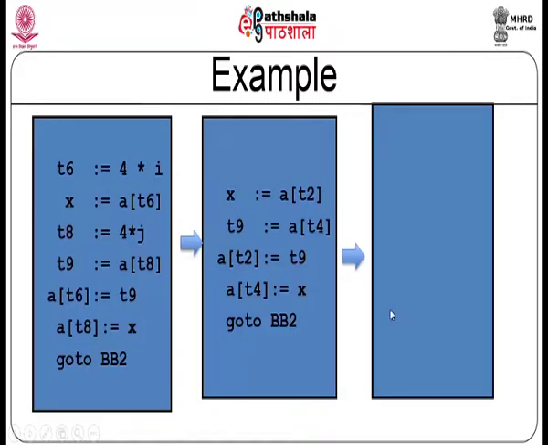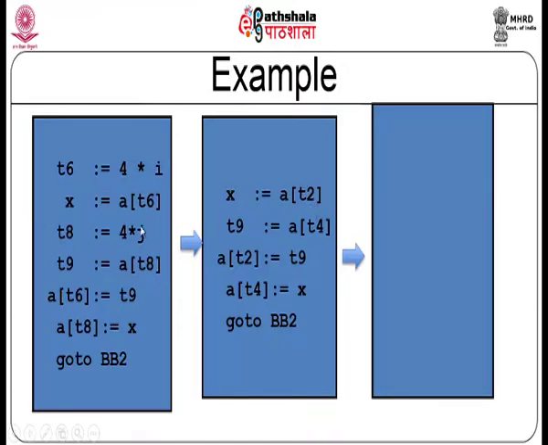Therefore, what happens here is this 4 into I has now been replaced with T2. So, T6 becomes redundant. Wherever we have to use T6, I can use T2. That is what I have done here, A of T2.